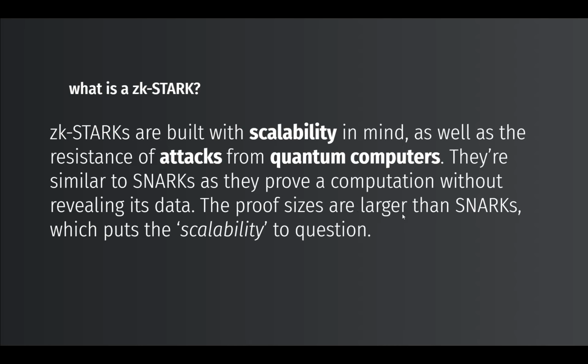The proof sizes are larger than SNARKs, which puts the scalability to question. So SNARKs are relatively small in terms of proving their size, their transaction size, and proving the computation. SNARKs are smaller, which means you're able to process a lot more, and they probably require a lot less computing power as opposed to STARKs.